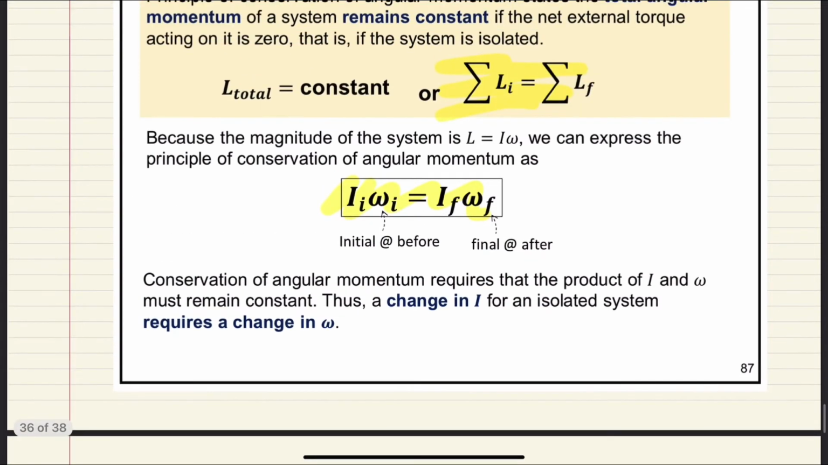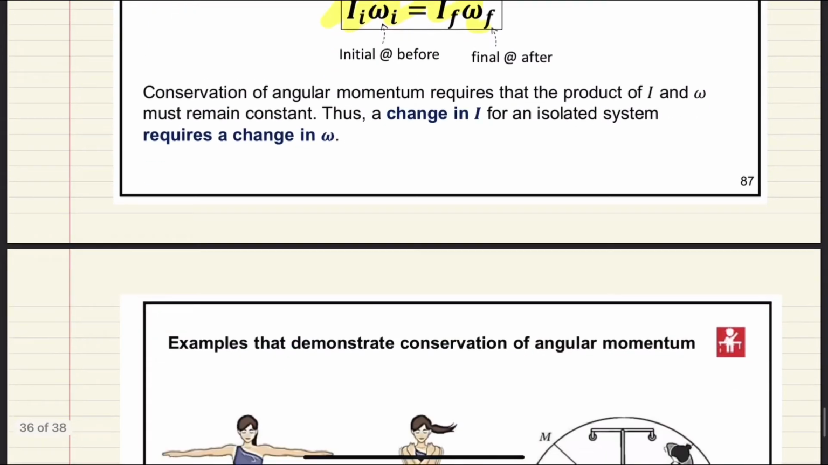So basically it says that if initially we have this I omega initial, and finally we have I omega final, then if any of these changes, you have a change in the final. So for example, let's say it's moving pretty slow, but then suddenly this one goes down, and this will go up. So it depends on the information.